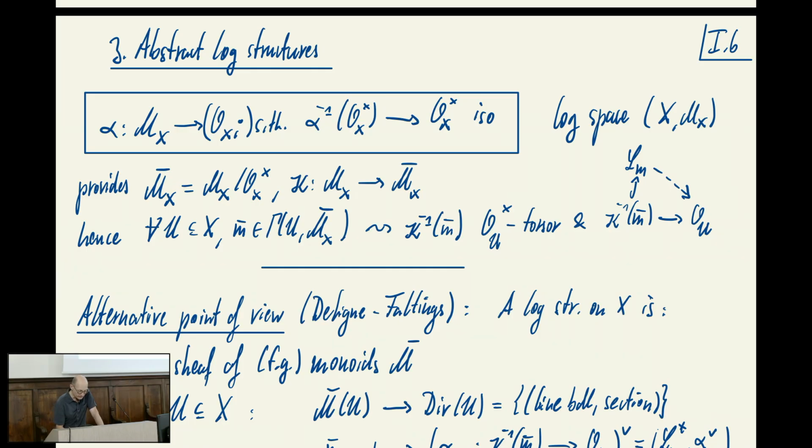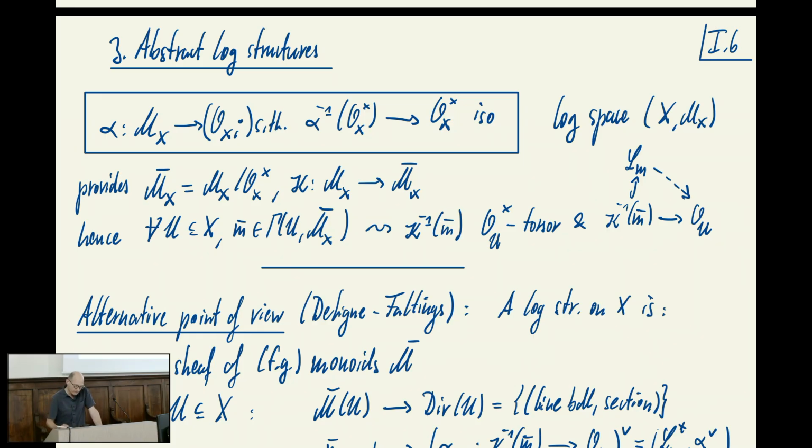And you want that the pre-image of the invertible functions, that's a submonoid of M_X, maps isomorphically under alpha to O_X star. Okay, so this looks awful, but you can immediately see that what we did before fulfills that condition, right? A regular function that has no zero away from D_i and none on D_i has no zeros at all, right? So that is in O_X star. So that will be an example of an abstract log structure.